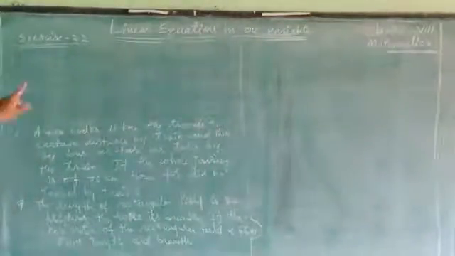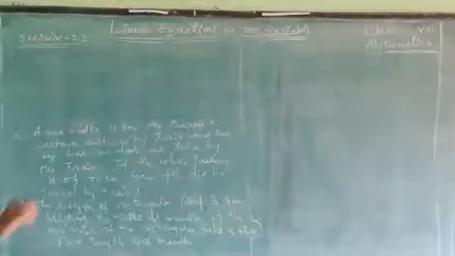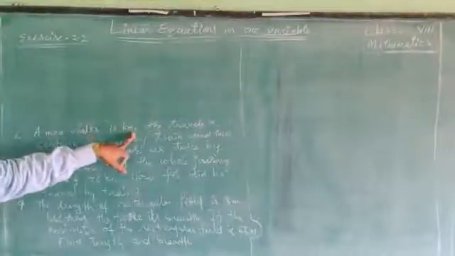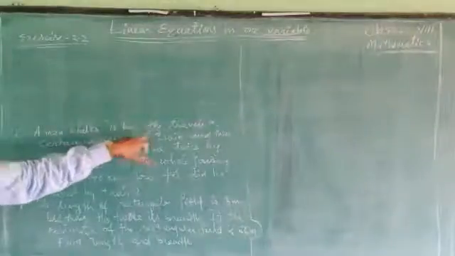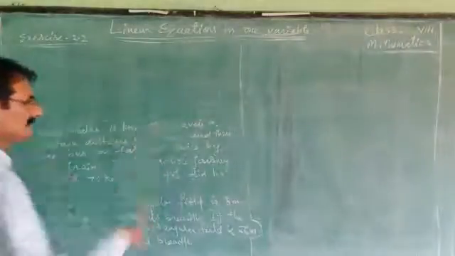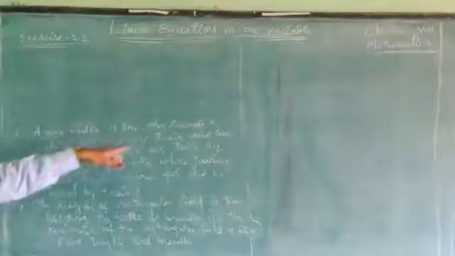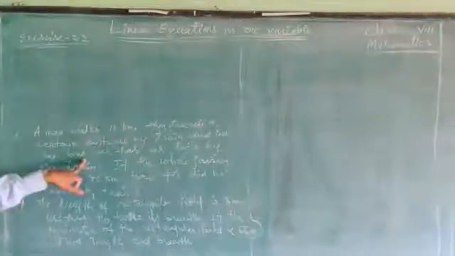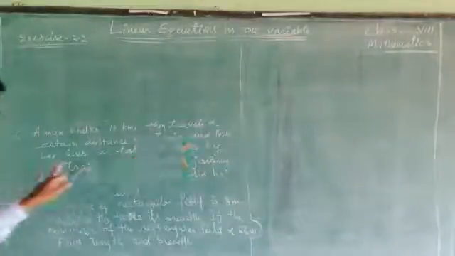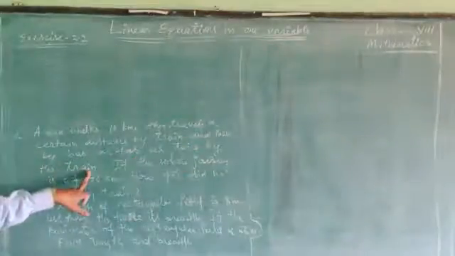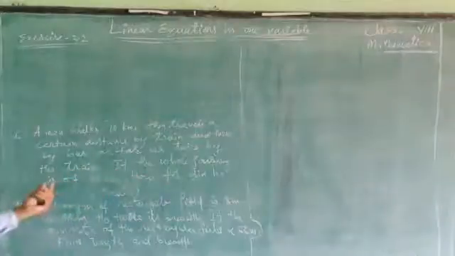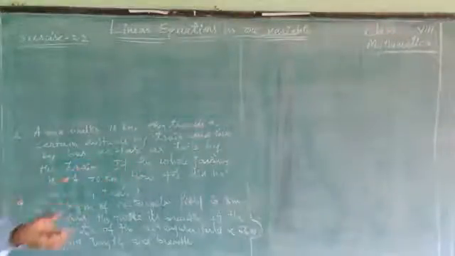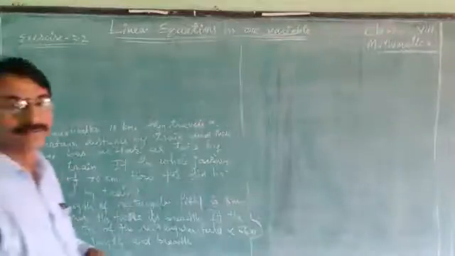In exercise 2.2: A man walks 10 kilometers, then travels a certain distance by train and then by bus as far as twice by the train. If the whole journey is of 70 kilometers, how far did he travel by train?